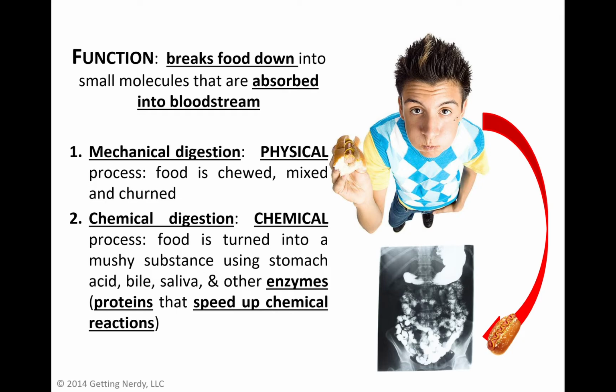Chemical digestion is, on the other hand, a chemical process that will actually chemically change the food, the large compounds that are in the food that you eat. Your stomach acid, bile, saliva, and other enzymes will do this. And if you recall from bio or chem, enzymes are proteins that speed up chemical reactions. Digestion needs to happen faster than it would without the enzymes, or you would get nothing from the food that you eat.